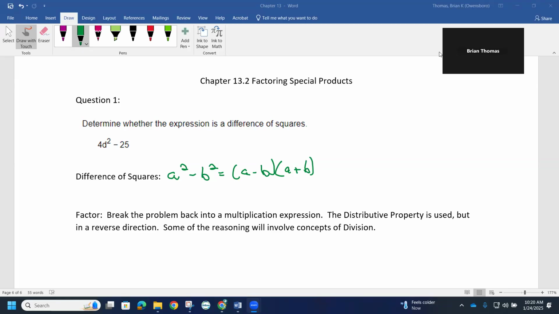So as we move into chapter 3, section 2, we get into what's called factoring special products. The first type of special product we're going to come across is described as the difference of squares. So it has a nice little pattern here. If you have a squared minus b squared, it's going to factor into a minus b times a plus b.